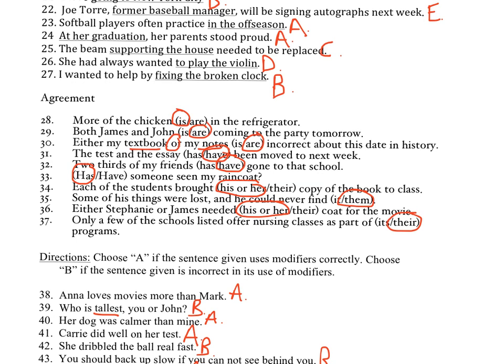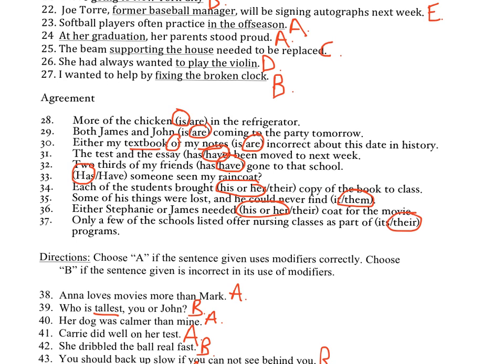Either my textbook or my notes are incorrect about this date in history. And I notice I circled or there. When you join things with or or nor, they usually keep the number that they are. So 2 singulars are singular, 2 plurals are plural. What if you mix? So here we have textbook, which is singular, and notes, which is plural. The rule is this. Whichever is closer to the verb is what you use. So notes is closer to the verb, notes is plural, so I say are. If I flipped the sentence around and I said either my notes or my textbook, then I'm going to say either my notes or my textbook is incorrect about this date in history.